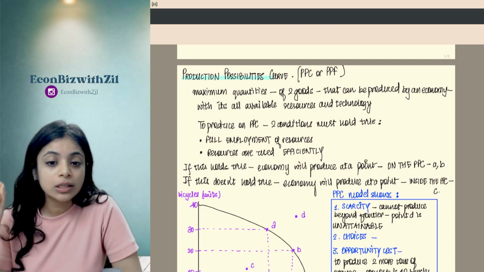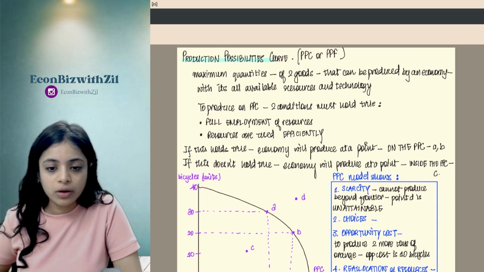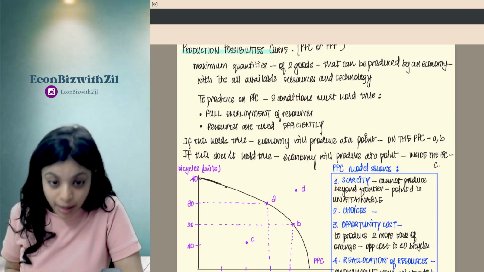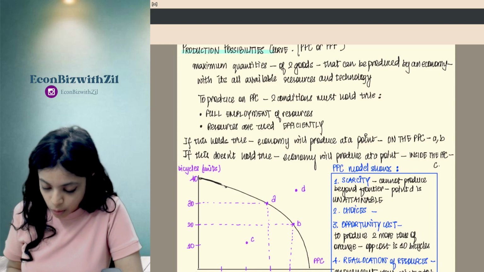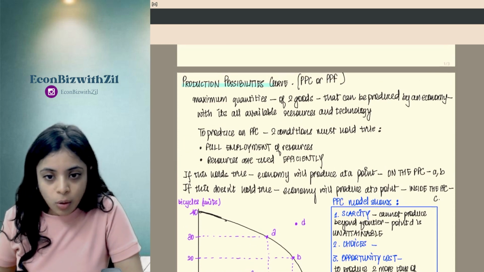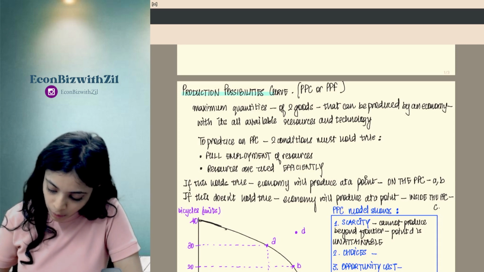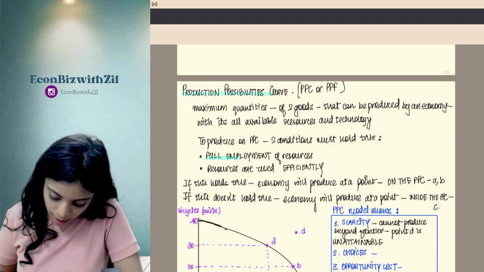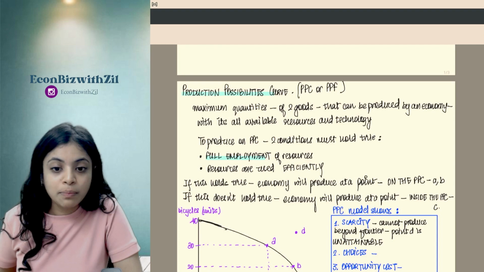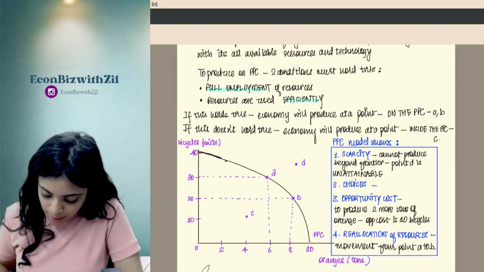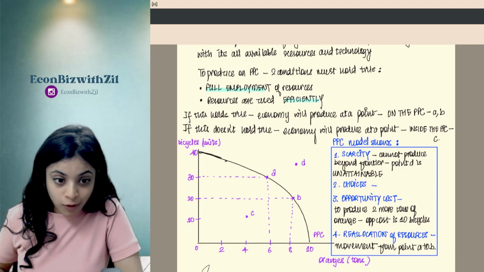Now, to produce on the PPC, which is on the curve that you see here, the curve that I'm just marking over, two conditions must hold: there should be full employment of resources, and the resources must be used efficiently. Okay. Now let's understand what a PPC curve looks like.